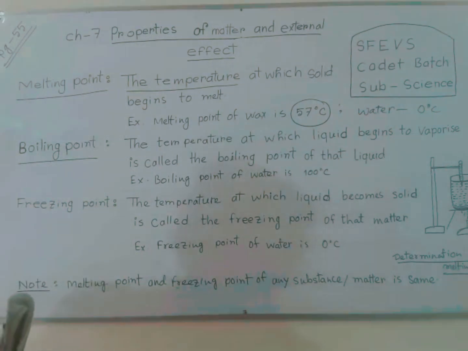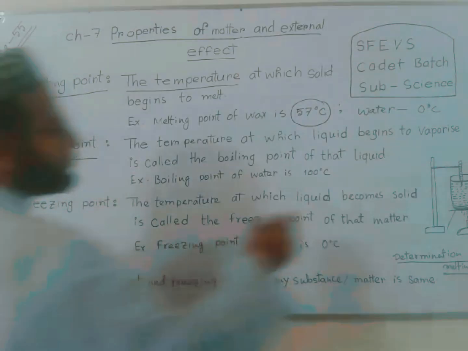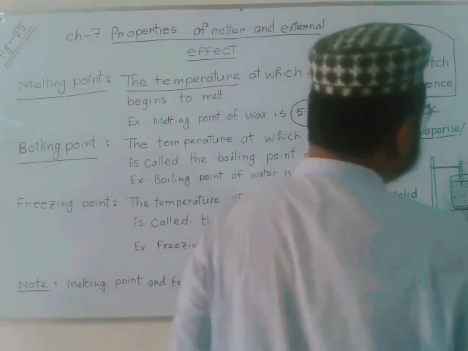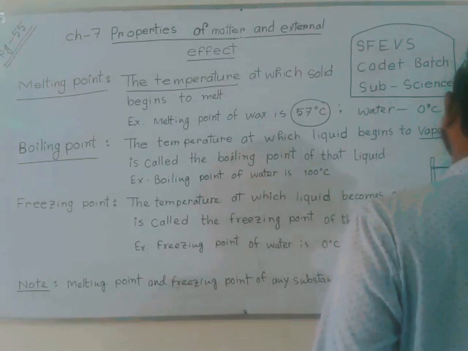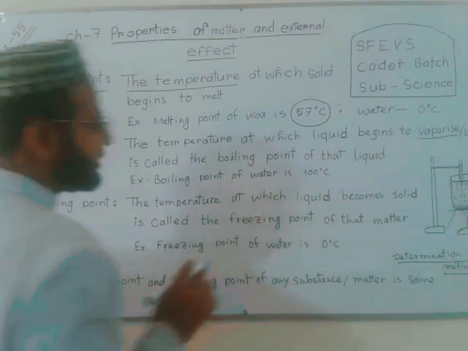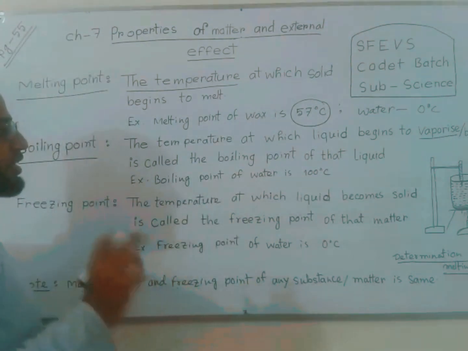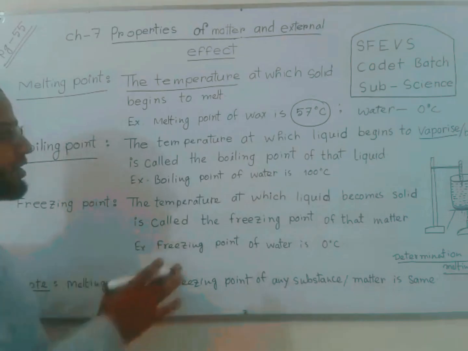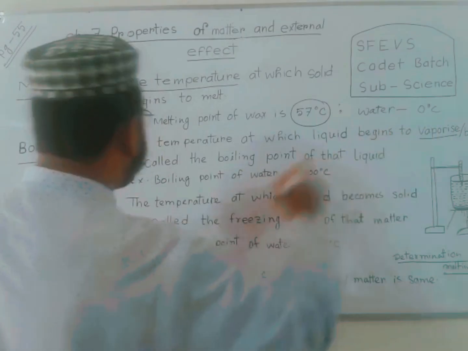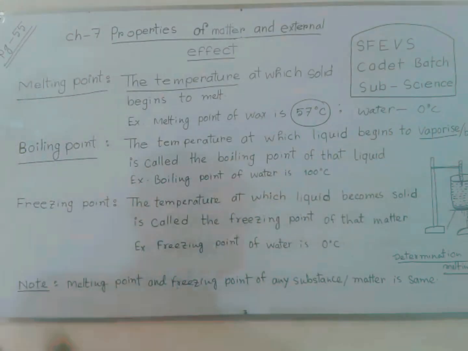Then boiling point. It is also a fixed temperature for any substance. Boiling point is the temperature at which liquid begins to vaporize. You can add the word boil here. So what is boiling point? Boiling point is the fixed temperature for any liquid at which the liquid begins to vaporize. It's called the boiling point of that liquid.